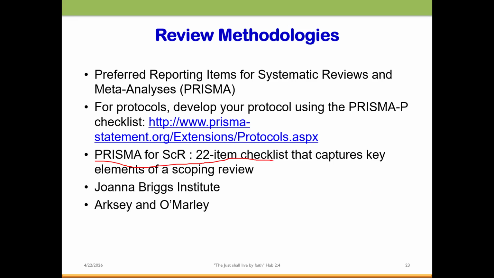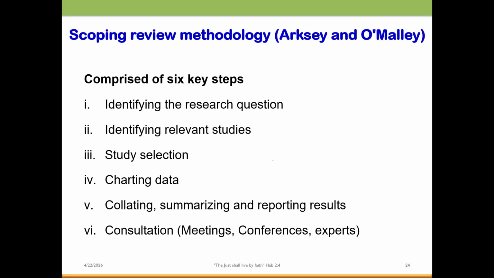Then you need to get acquainted with the Joanna Briggs Institute and Arksey and O'Malley. They provide the steps that you must include in your scoping review. So for us to get started on what needs to be there in this review, Arksey and O'Malley provide 6 steps for you to carry out your scoping review. Number one, you have to identify the research question. What is the research question that you want your scoping review to be based on? And then you need to specify how you will identify the relevant studies.